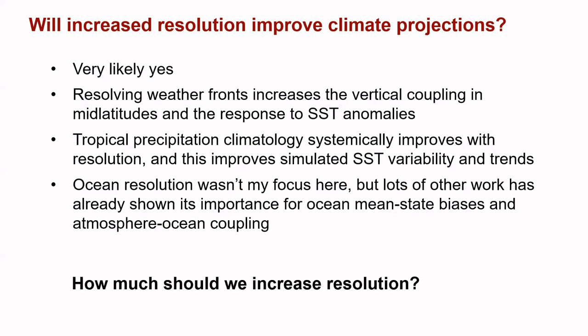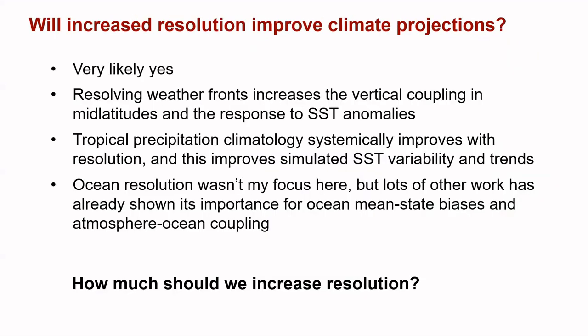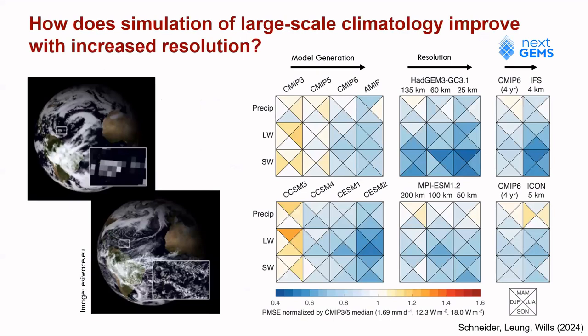So how much should we increase resolution? I wanted to briefly discuss this, because it comes with great cost compared to ensembles and comprehensiveness of our models. I just wanted to highlight a figure from a perspective paper by Tapio Schneider, Ruby Leung, and myself that was talking about the balance of resolution versus process understanding versus AI in the future of climate modeling.